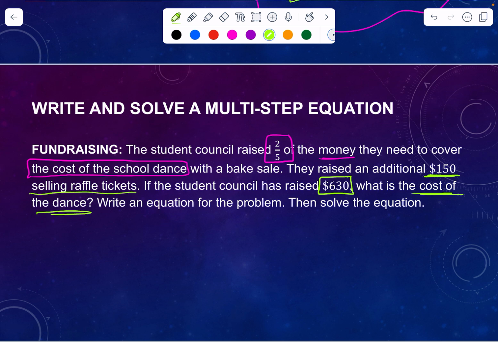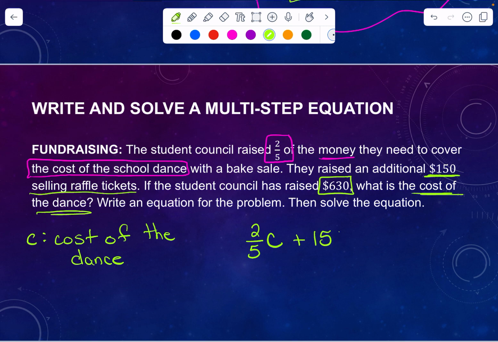Okay, so let's start off and think about what we know. Well, we don't know the cost of the dance, so I'm going to let that be C. C is going to be the cost of the dance. Now, the first thing I know is that 2/5 of the cost was raised with the bake sale. But they raised an additional $150. So think to yourself, would you add that on? Would you subtract that? Would you multiply? The correct answer is we are going to add that because it's an additional amount that they raised. And so far, they have raised a total of $630.